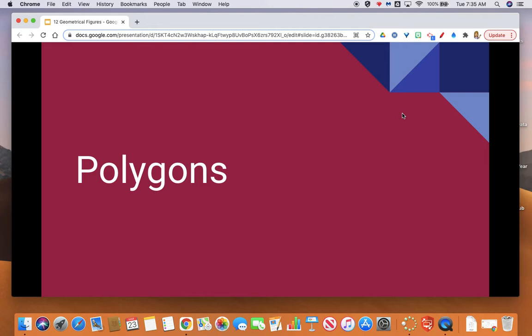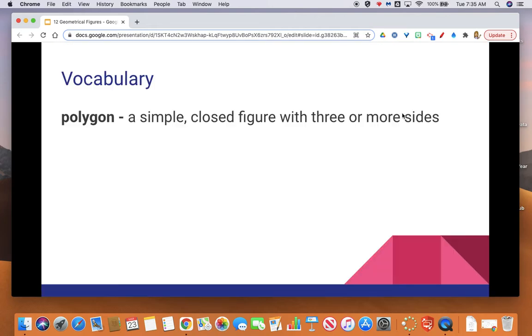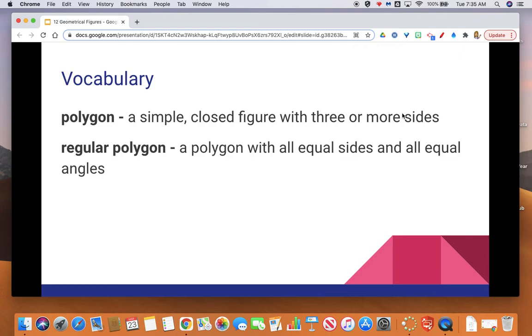We're going to move on to polygons, the second half of this lesson. So a polygon is a simple closed figure with three or more sides. Please pause to write that down. A regular polygon is a polygon with all equal sides and all equal angles. Please pause if you need more time to write that down.